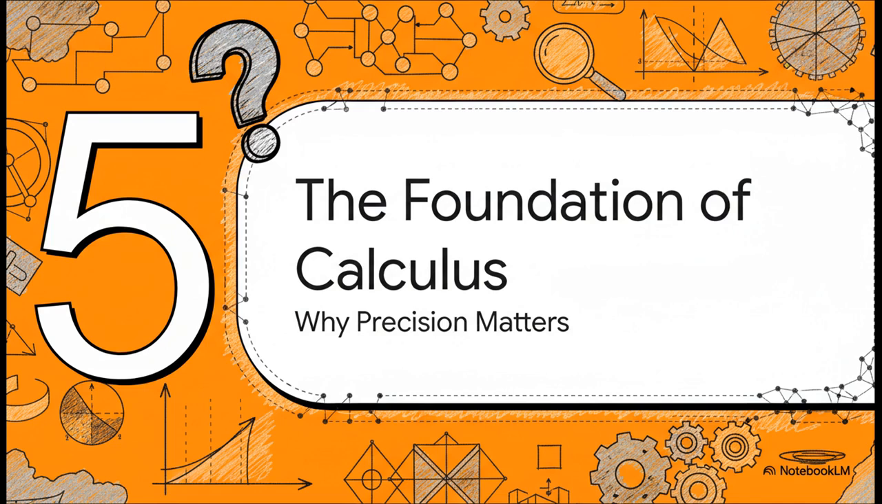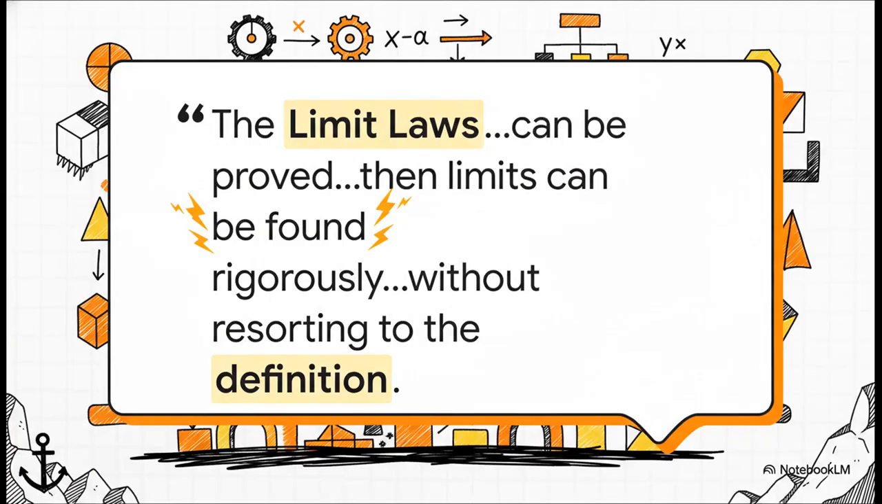So you might be thinking, okay, that's a neat trick, but why go through all this trouble? Is this just a mental exercise for mathematicians? Not at all. This level of rigor is what makes calculus possible. Because this precise definition is the solid foundation upon which all the rules of calculus, what we call the limit laws, are built and proven.